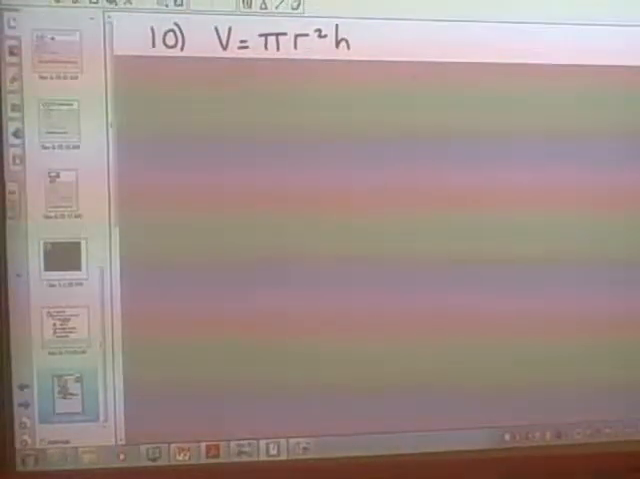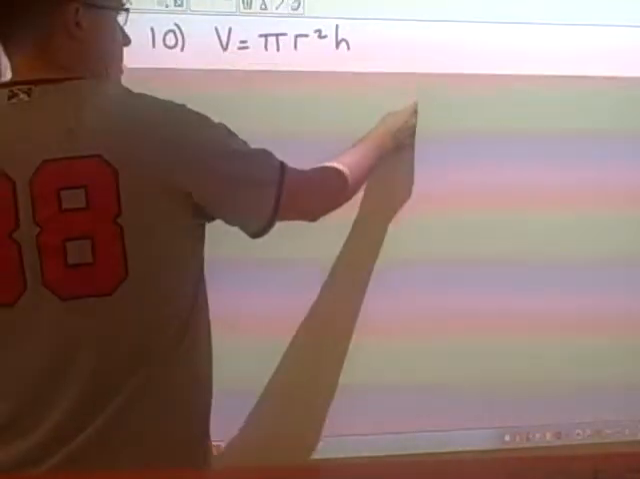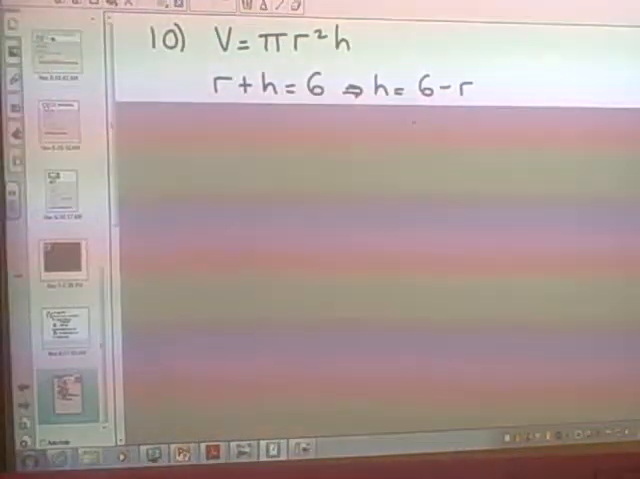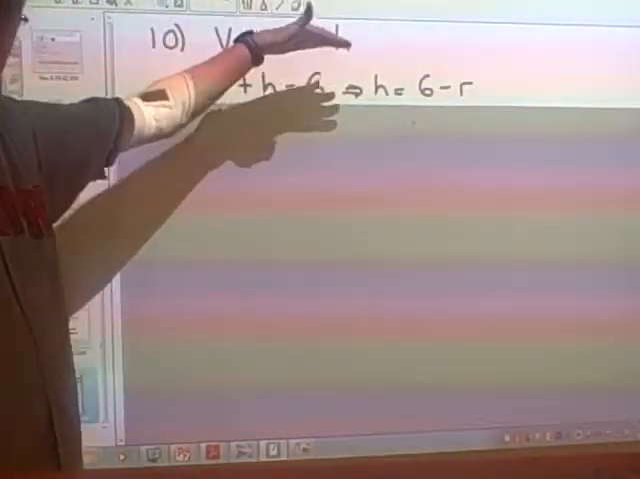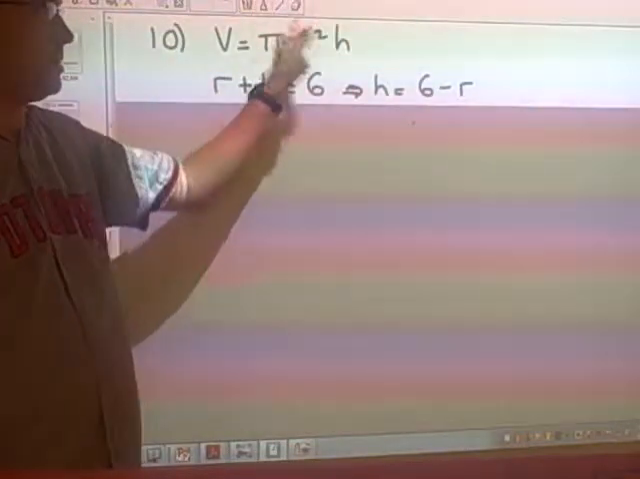Now this is question 10, which is regarding a cylinder, and we're given some information for this question. We're told that r plus h equals 6. Now, similar to a previous problem, we actually have three variables here, and on the right hand side we just want a single variable, so we need to solve for one of these two variables.